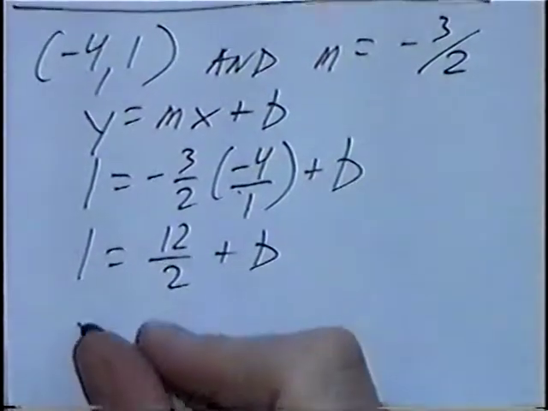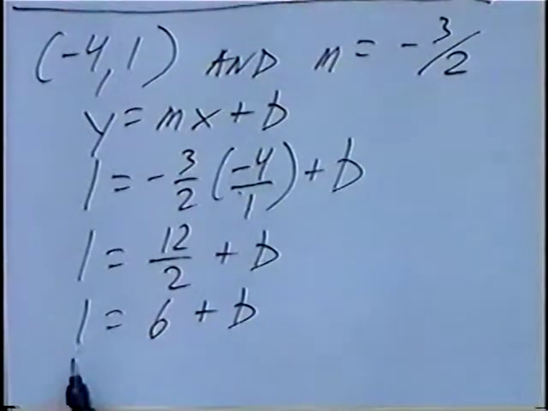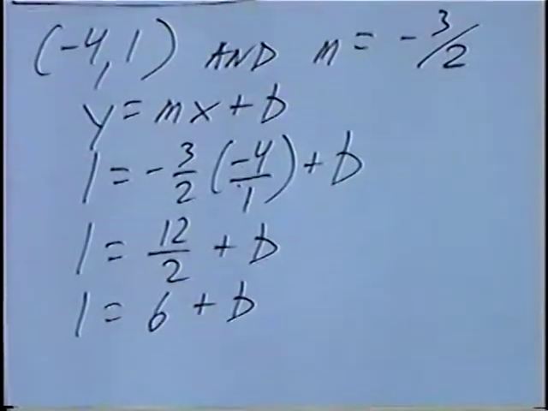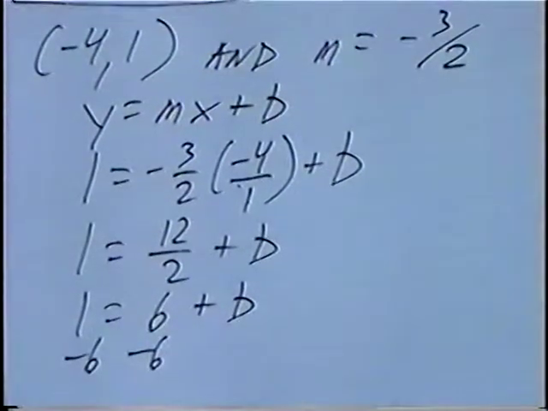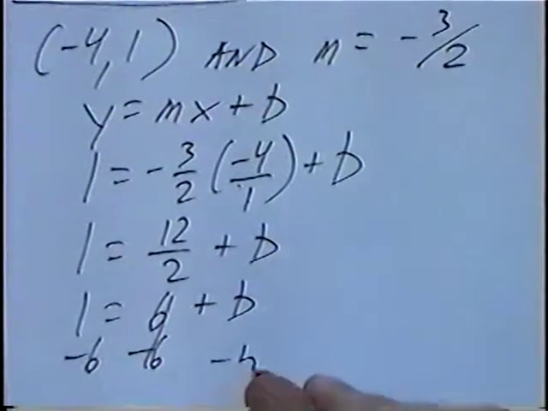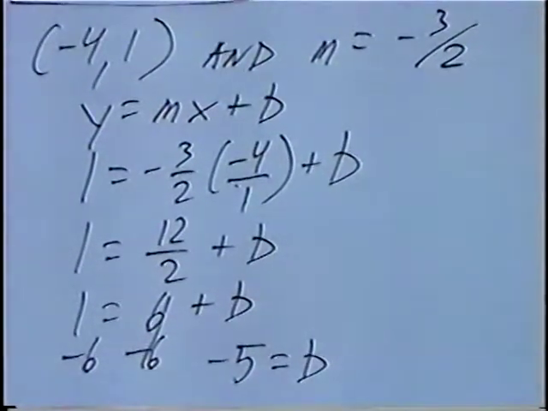Simplifying, 12 divided by 2 would be 6. So we have 1 equals 6 plus b. Solving for b, we can subtract 6 on both sides. 1 minus 6 would be negative 5. So negative 5 is equal to b.